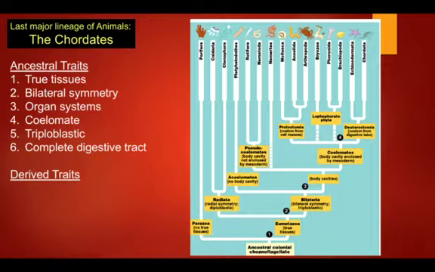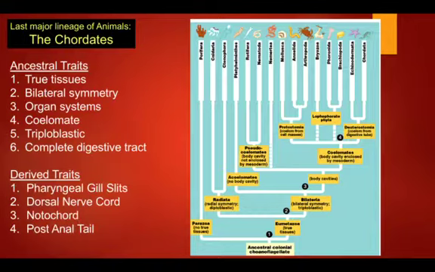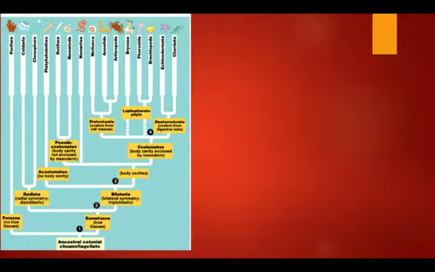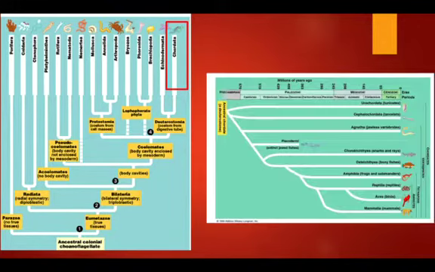Derived traits for Chordata include these four main derived traits, and these are four traits that I definitely want you to know. So we'll go over what each of these are, but the first one is pharyngeal gill slits, then the dorsal nerve cord, the notochord, and the postanal tail. So this is the last branch of our phylogenetic tree that we're going up, so Chordata.